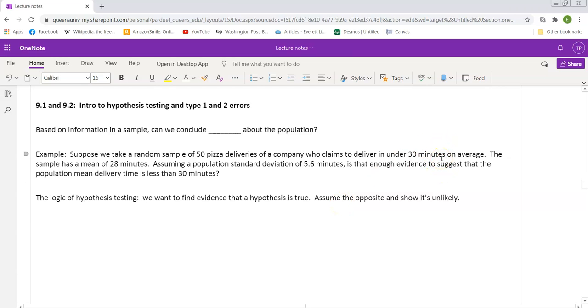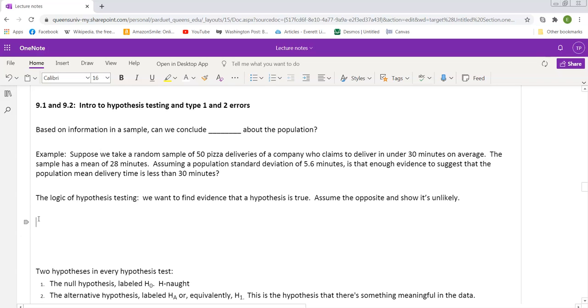So for this example, we're going to end up saying, okay, well, suppose they don't deliver in under 30 minutes on average. Based on this evidence, we're going to try to show that it's unlikely that they don't deliver in under 30 minutes on average. I realize that's kind of a convoluted argument where we're assuming the opposite and trying to show that the opposite is false. But that's the way this works. I didn't create it. You can blame, I believe, Sir Ronald Fisher for that.